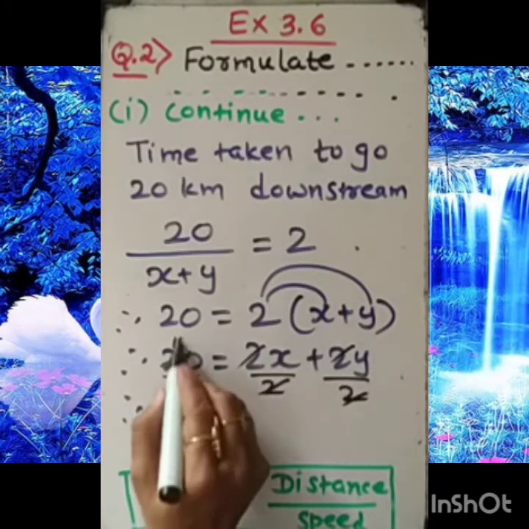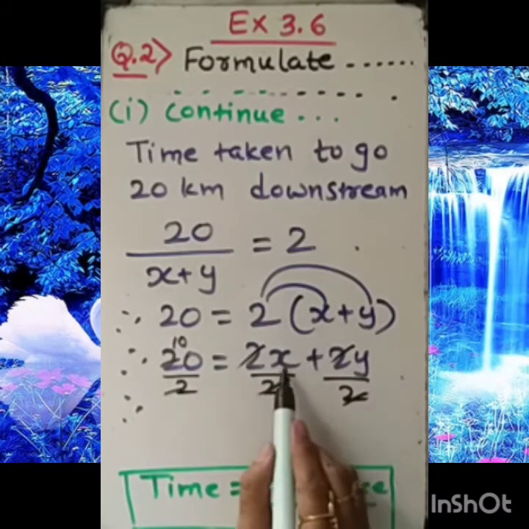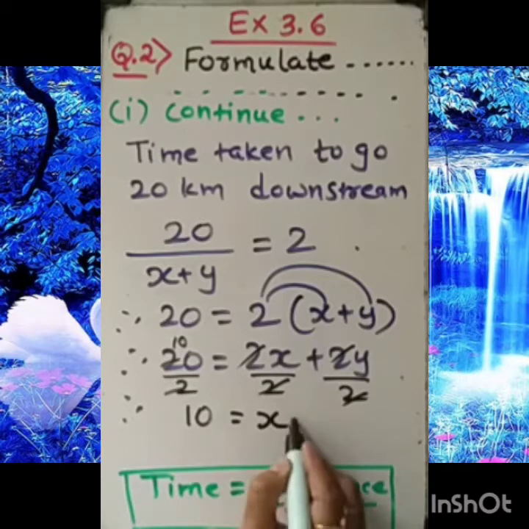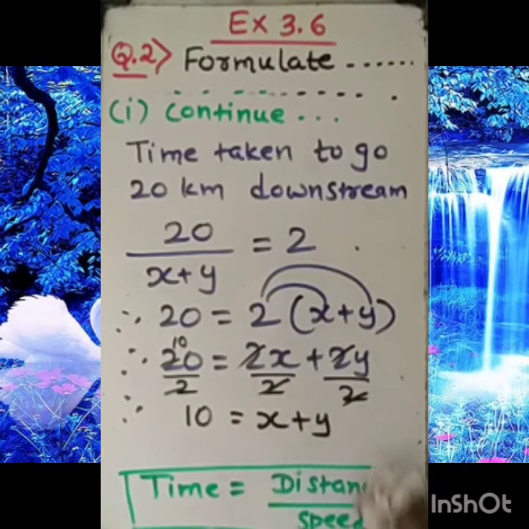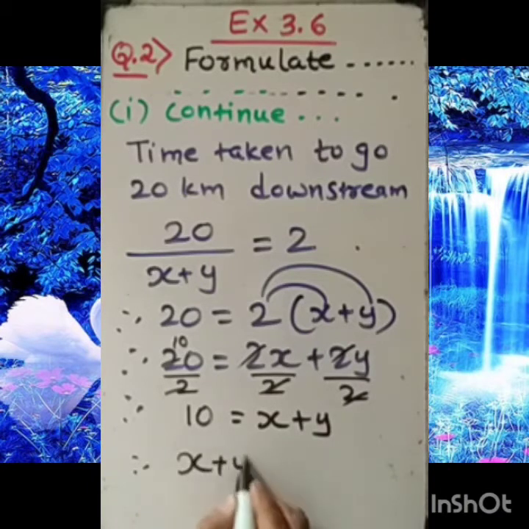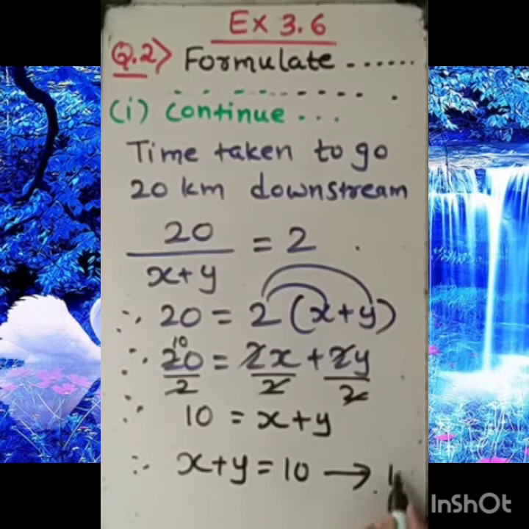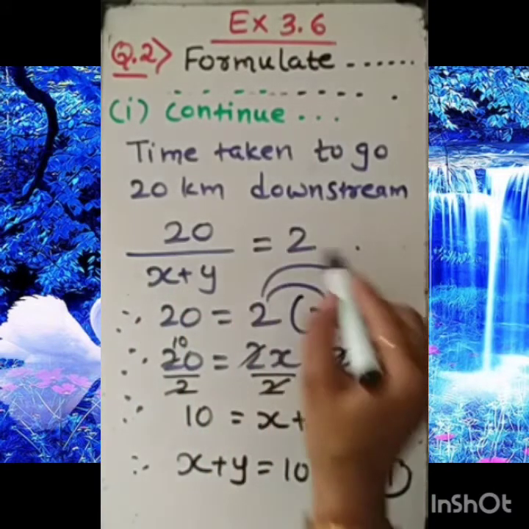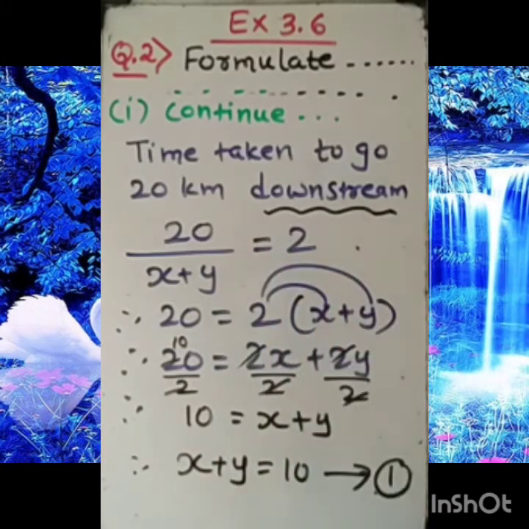This is 10. So the correct equation with us will be 10 equal to x plus y. It means that x plus y equal to 10. Let me call this equation number 1, from the first case, when the time taken to go 20 kilometer downstream. Fine.